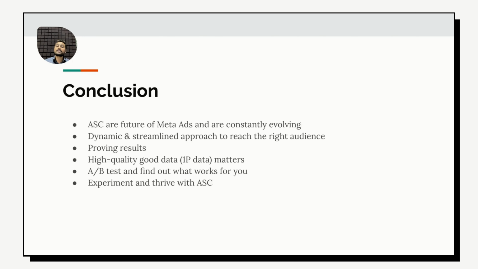So by following best practices such as leveraging comprehensive ad creatives, optimizing ad budgets and scheduling the budgets, and conducting A/B testing, you can unlock the immense potential that advantage shopping campaigns offer to maximize your ad campaign performance and drive meaningful results. And remember, don't go by what I am saying. A/B test and find out what works for you. Experiment and thrive with ASC. It gives you an opportunity to experiment. So experiment and see what works for you and what does not work. Thank you.